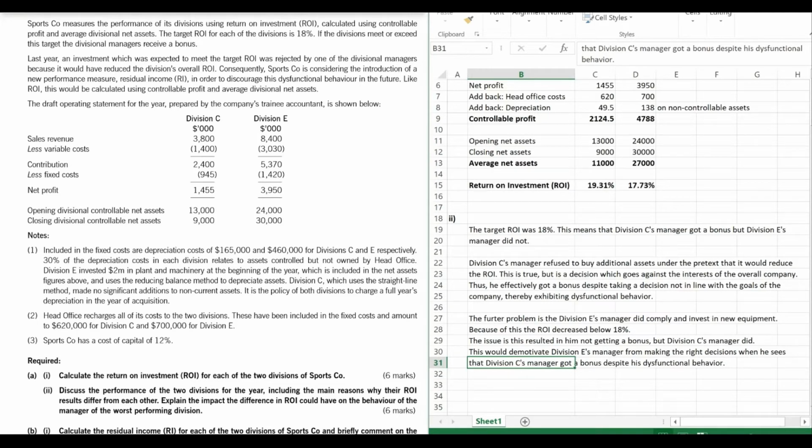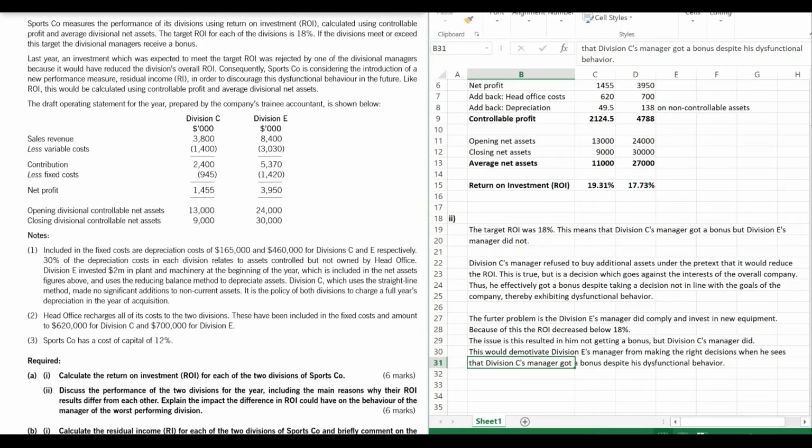Furthermore, the points that we mentioned when we were going through the question. Division E's manager uses reducing balance to depreciate assets, whereas Division C's manager uses straight line. So there's an issue here, right? Because there's two different methods of depreciation. And as you would remember from your financial accounting courses, reducing balance results in more depreciation, especially at the start, compared to straight line, and later on less depreciation, right?